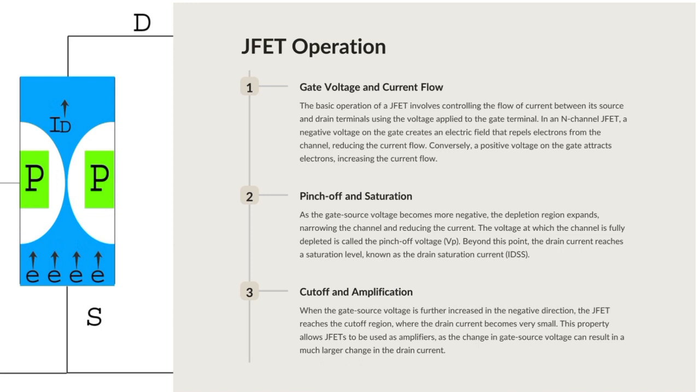Cutoff and amplification. When the gate-source voltage is further increased in the negative direction, the JFET reaches the cutoff region, where the drain current becomes very small. This property allows JFETs to be used as amplifiers, as the change in gate-source voltage can result in a much larger change in the drain current.